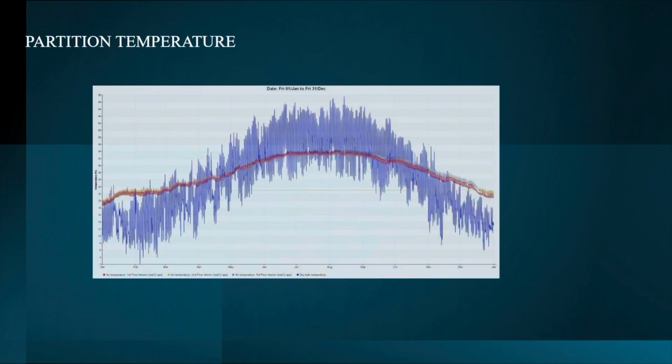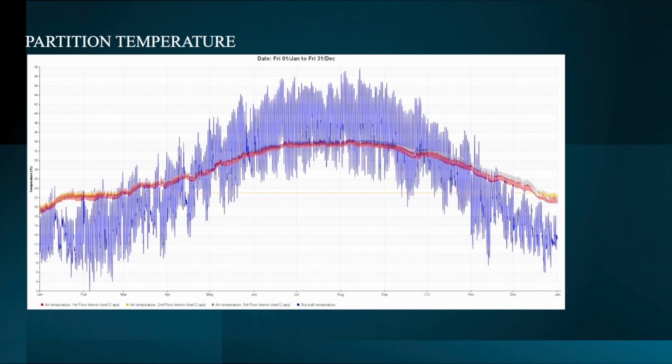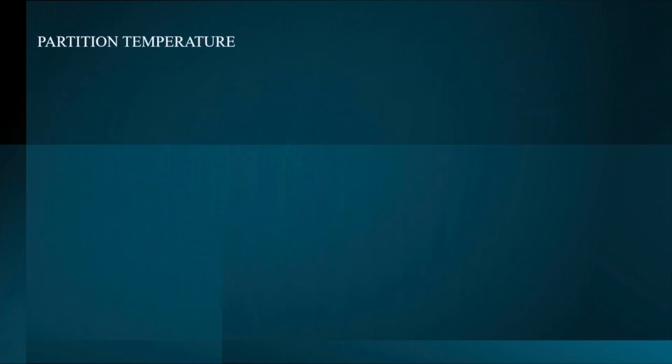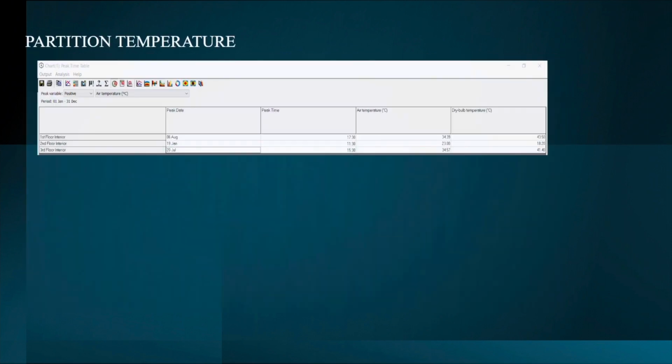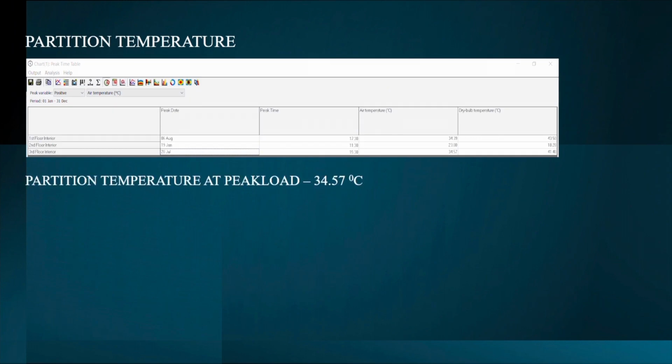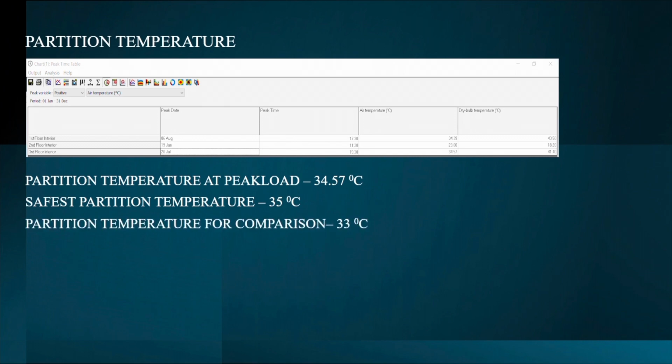Now we can calculate the temperature of the partition wall, floor and ceiling using virtual environment software. From this simulation report, we can see that the partition temperature is 34.57 at peak load conditions. It is safest to keep the partition temperature at 35 degrees Celsius to ensure cooling in all conditions. For comparison, however, we can take the partition temperature to be 33 degrees, 2 degrees lower than the simulation report.